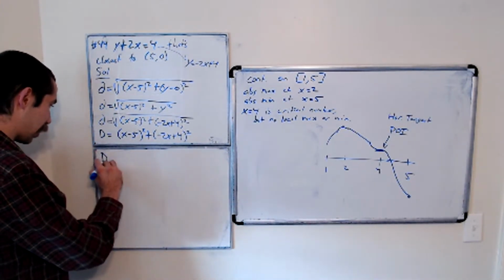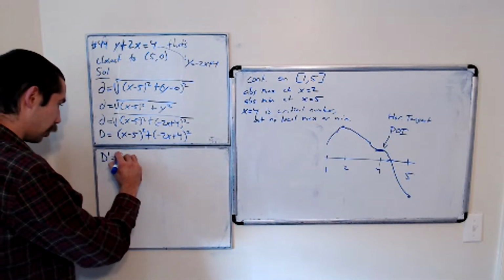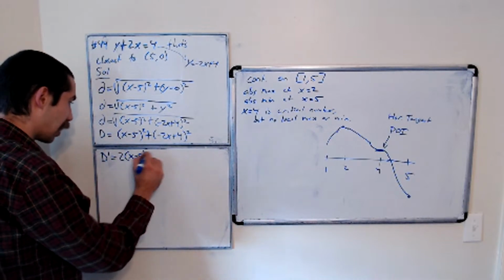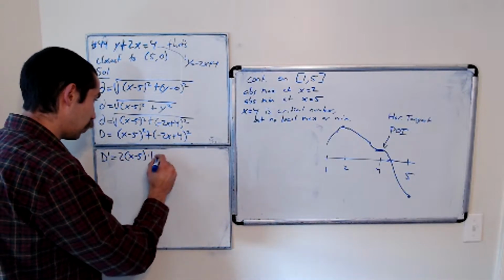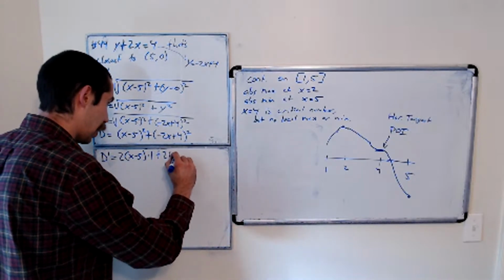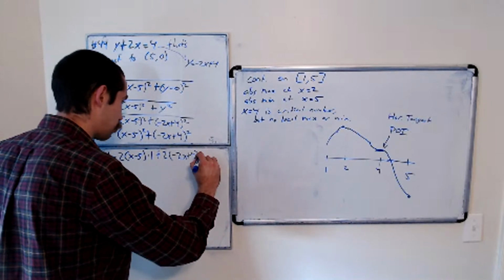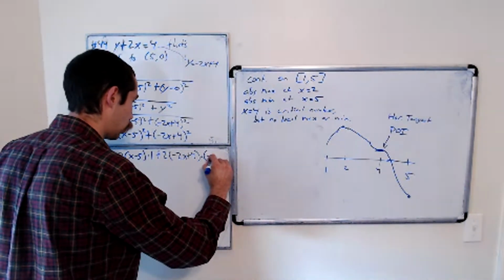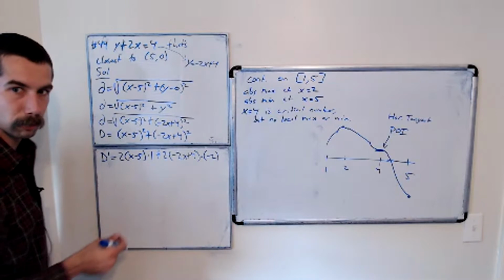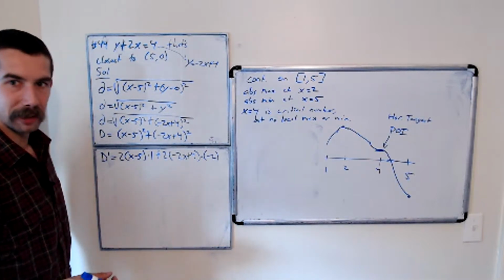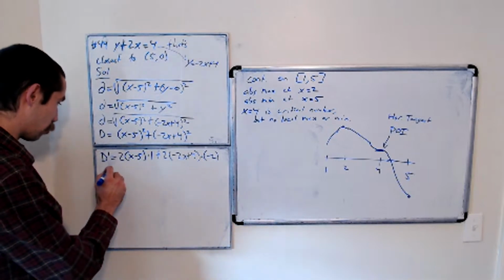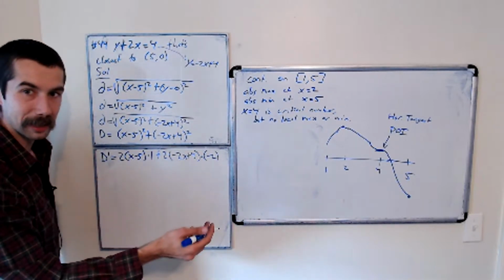Take the derivative, set it equal to 0. The derivative is 2(x minus 5) times the derivative of the inside, which is 1, so chain rule, still there, plus 2(negative 2x plus 4) times the derivative of the inside, which is negative 2. Okay, chain rule coming in again. Love the chain rule, absolutely love it. Okay, so we want to clean this up and we'll set it equal to 0.